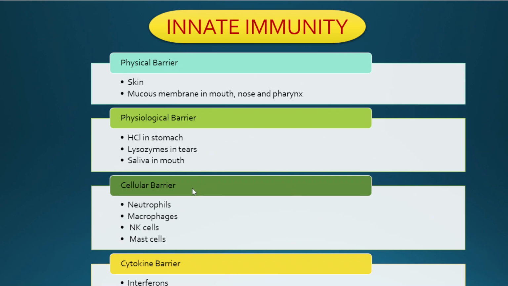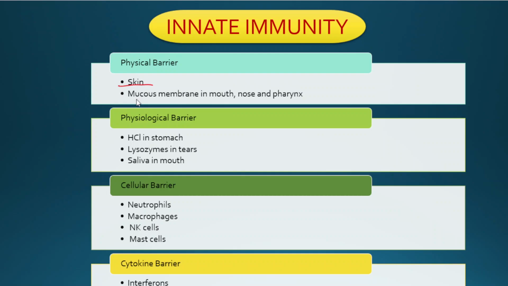When we look at the innate immunity, we can divide it into four layers of defense. The first and foremost is the skin, the physical barrier. It acts as a fence to prevent the entry of any pathogen into our body system. So skin is a non-specific barrier. It prevents the entry of any pathogen.